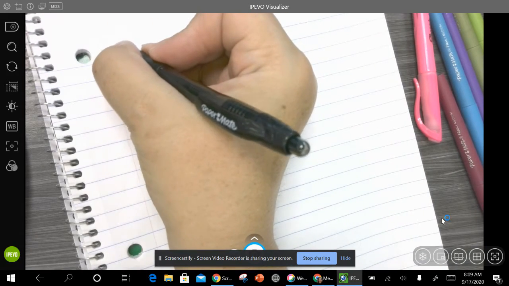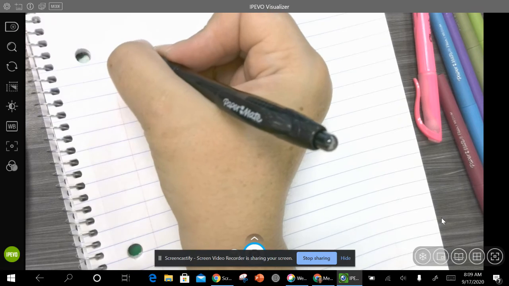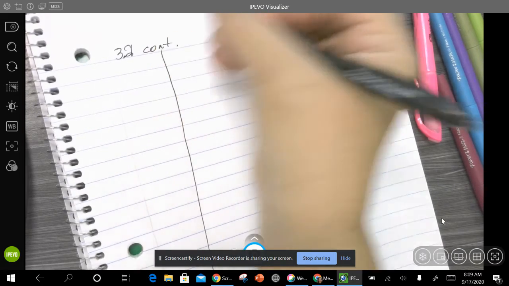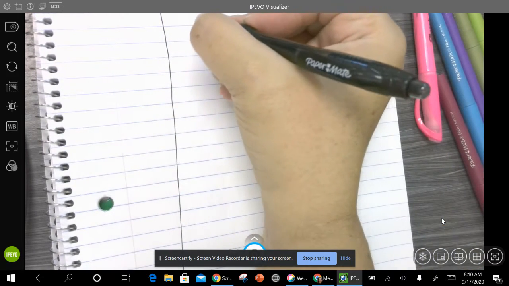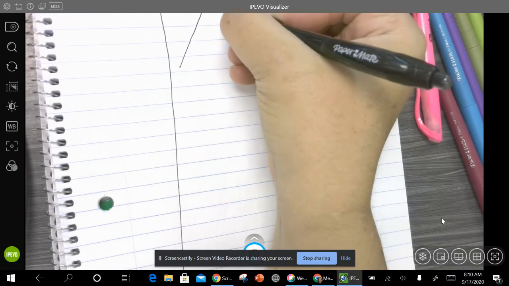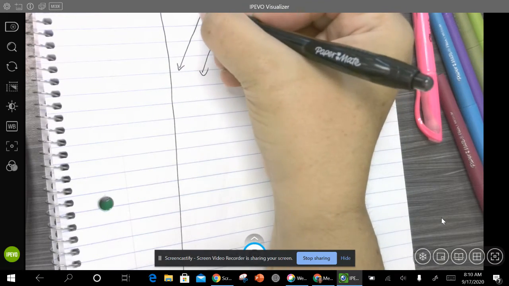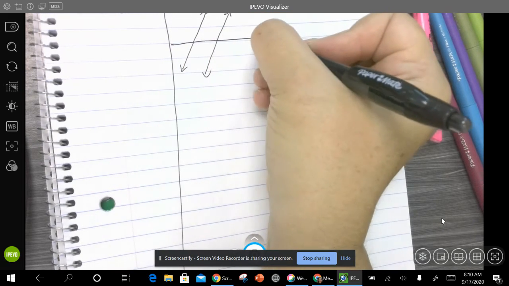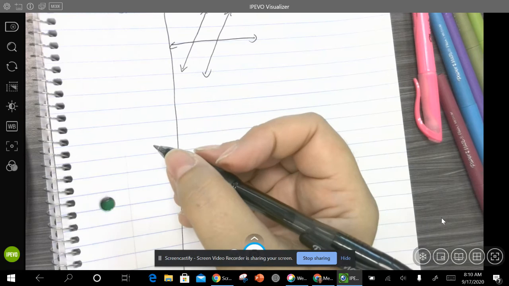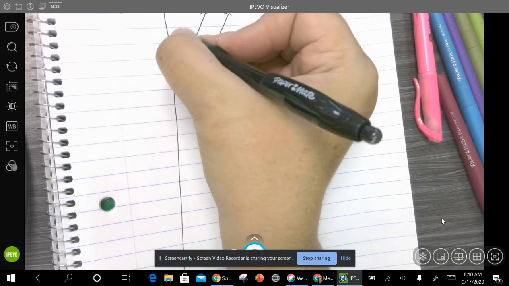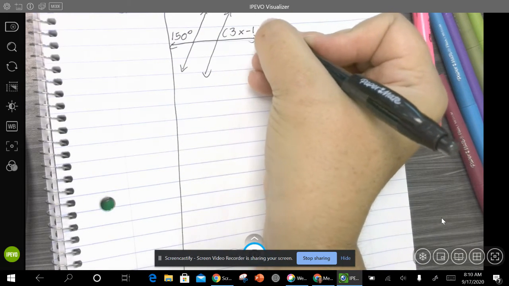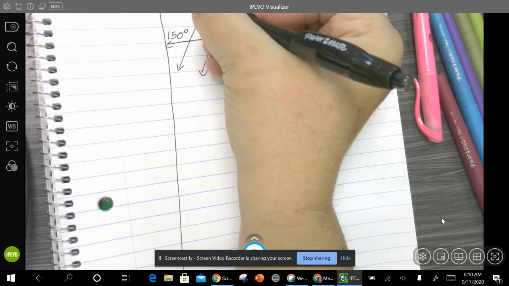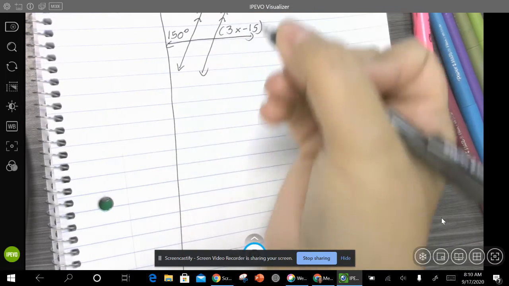Okay, we're still working on this. Oh, sorry, this is 3.2. 3.2 continued. Still 17th. Okay, let's do another one. So let's say parallel lines going this way. And this is 150. And this is 3x minus 15. Okay. And we want to know what the angle relationship is for those two.